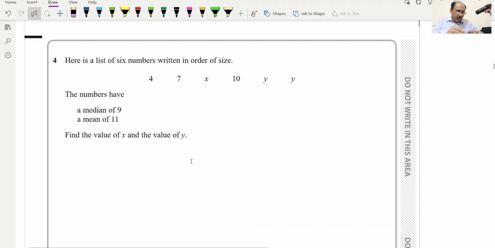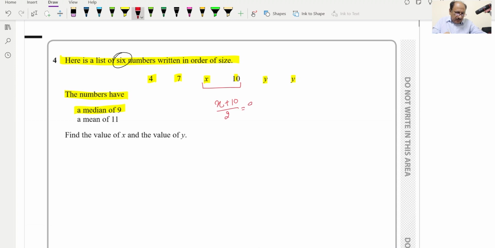Now question number 4. It says here is a list of 6 numbers written in the order of size, and these 1, 2, 3, 4, 5 and 6 numbers are provided. The numbers have a median of 9. So the middle value is 9. What will the middle value be? Because these are 6 numbers, and 6 numbers mean these are even, so the middle 2 will be added and divided by 2 to find the value of the median.